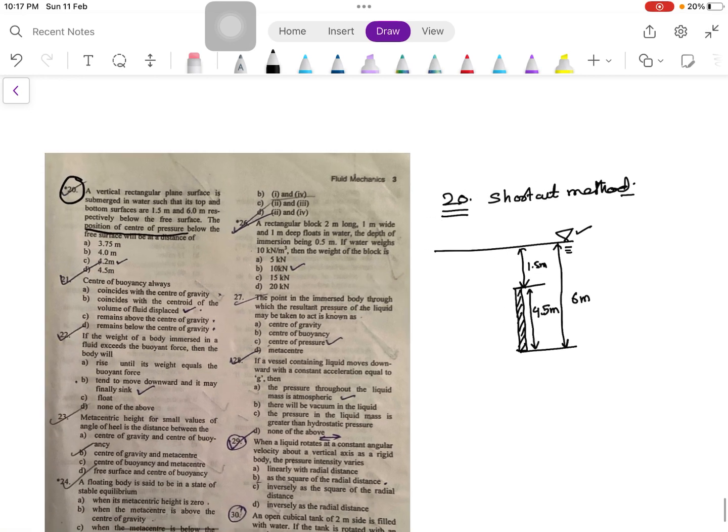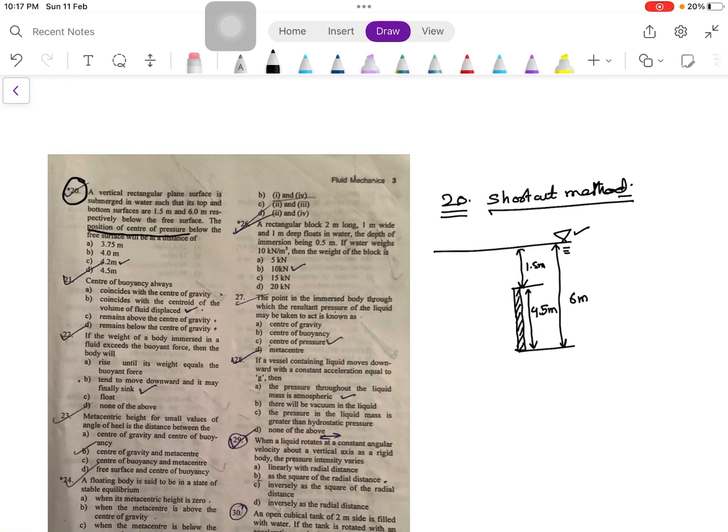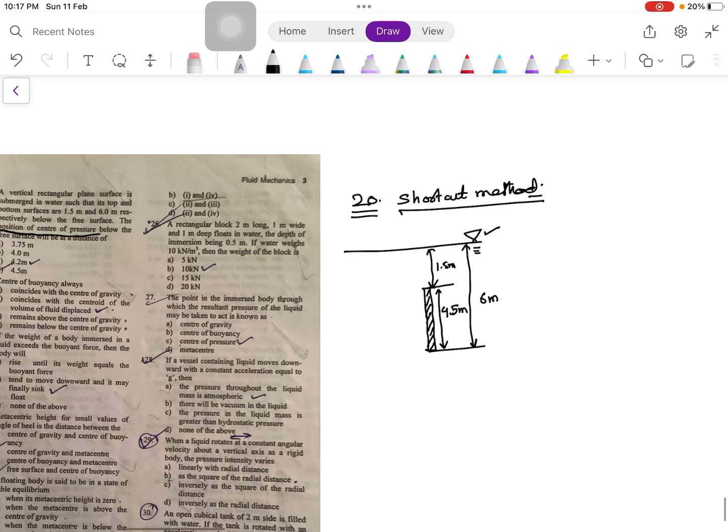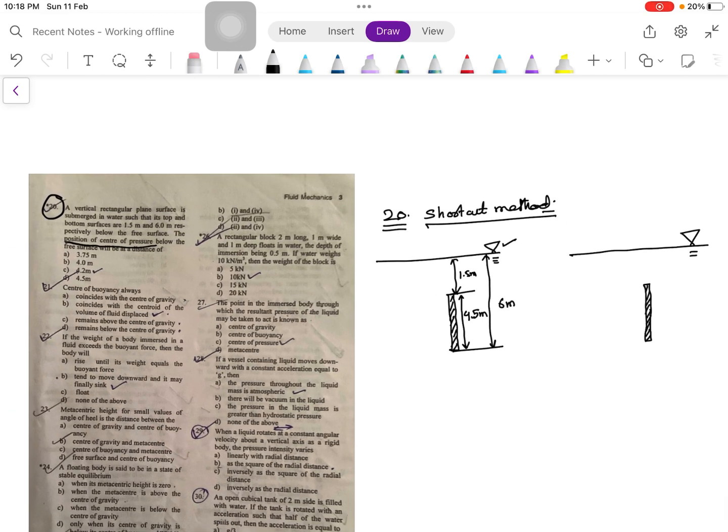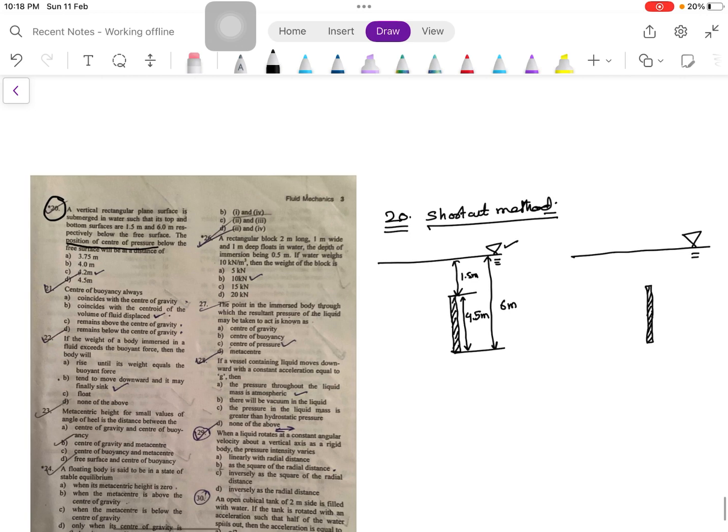All right, so let us take a look at the shortcut method to solve this question. So we have to remember that whenever we encounter any surface immersed in a liquid, say this is a side view of any surface immersed in water or any other liquid, then first of all we need to draw a pressure diagram of this plate. Let us say this is a rectangular plate or a square plate immersed in water.